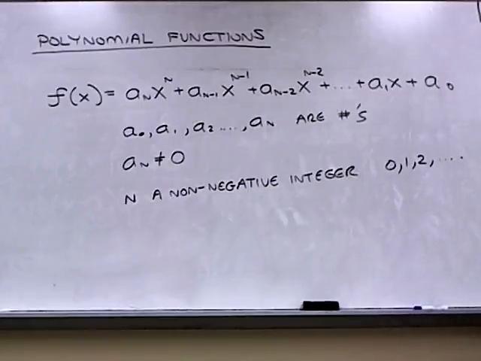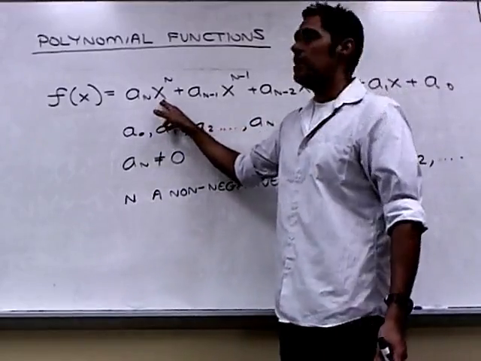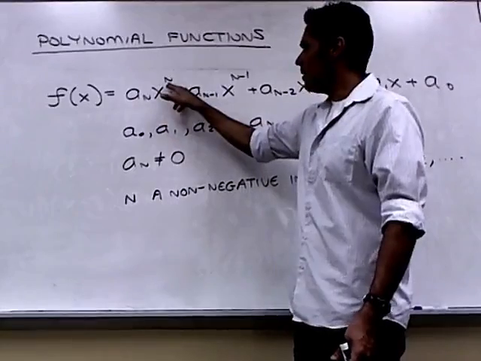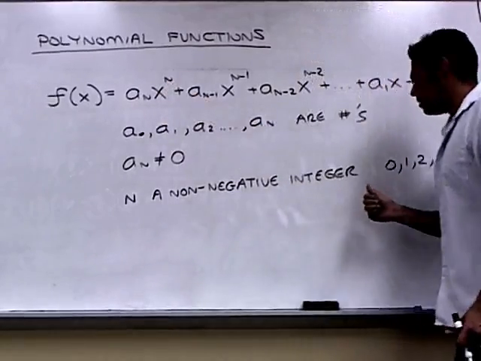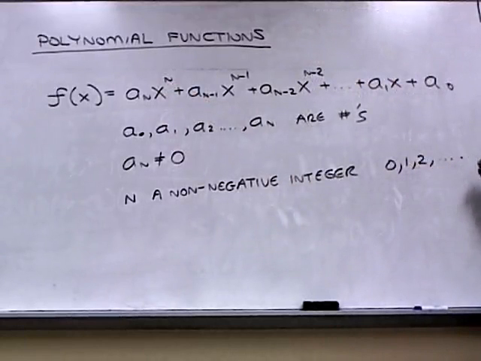So what is this saying? All it's saying is that you've got a function where you've got a variable in it. The variable is x. That x is raised to these powers. Those powers can be 0, 1, 2, 3, 4, as big as you want. You can go to 1,000, a million, doesn't matter.